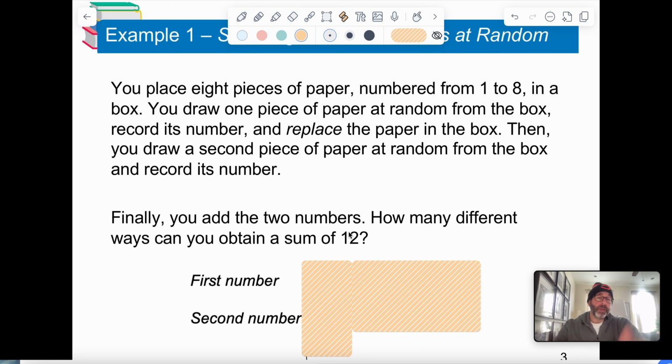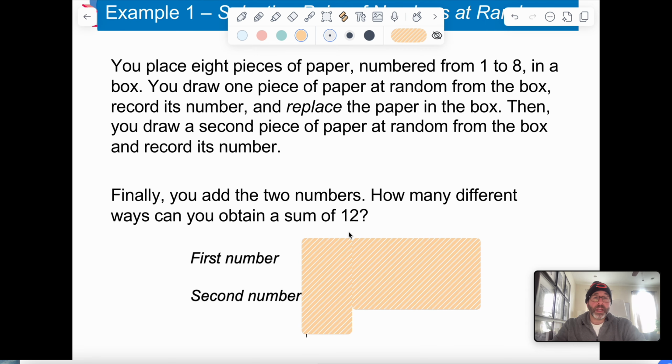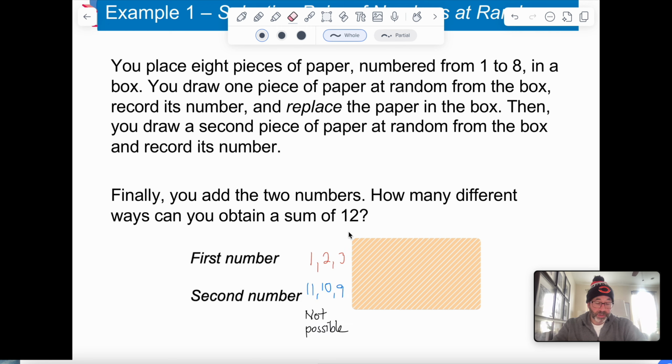Then you're going to take these papers, which you took out, and add them together. And then you're going to determine how many ways you can get where the two papers add together to give you a sum of 12. So let's try to imagine what this actually looks like, and some restrictions on this problem.